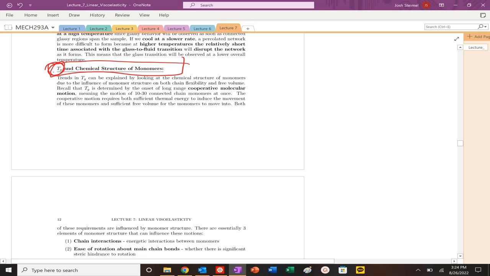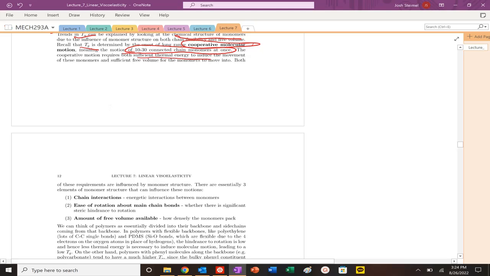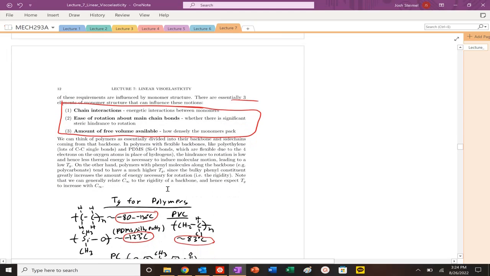And we are back, and we are going to look at Tg, and specifically how the chemical structure of monomers can influence the glass transition temperature. So remember, we need to basically go beyond that glass transition temperature. It's the cooperative molecular motion of 10 to 30 connected monomers collectively moving. So the Tg can be influenced strongly by chain interactions, basically those intermolecular interactions between your monomer units, and the ease of rotation around those main bonds.